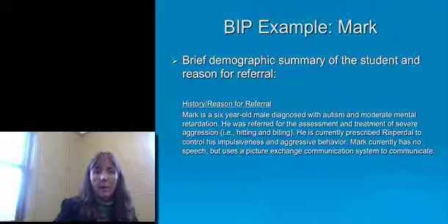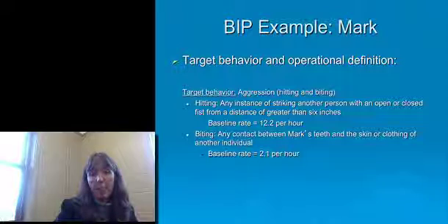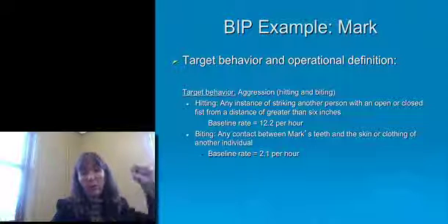Here's an example of a behavior intervention plan for a 6-year-old with autism and moderate mental retardation who's being referred for severe aggression. He uses PECS to communicate. Target behavior is aggression. Notice how it's defined. Striking another person with an open or closed fist from a distance of greater than 6 inches.